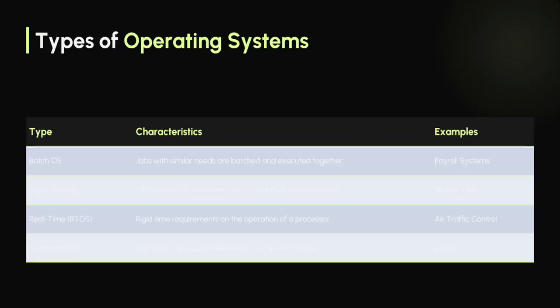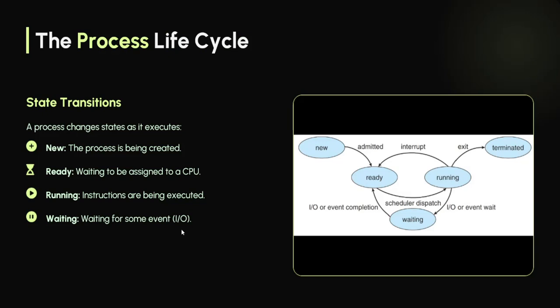So here are the types of operating system. The first type is the batch operating system. Its characteristic is that jobs with similar needs are batched and executed together, for example payroll systems. Another is time sharing, where the CPU shares its time between the various connected users. And the next one is real time, that is RTOS, with rigid time requirements on the operation of a processor.